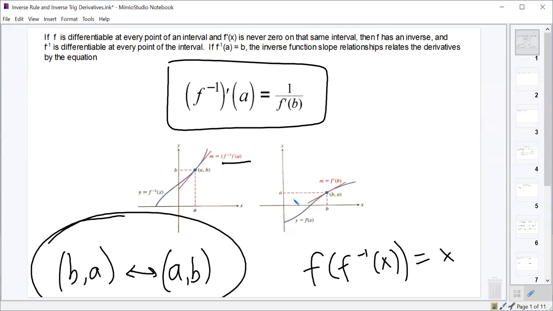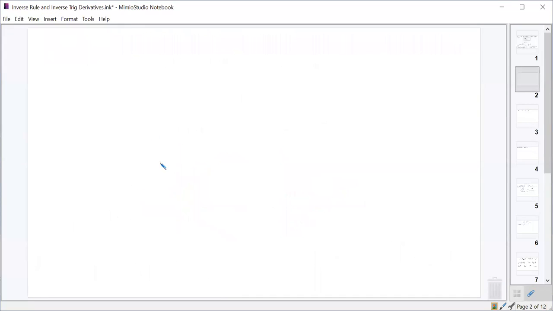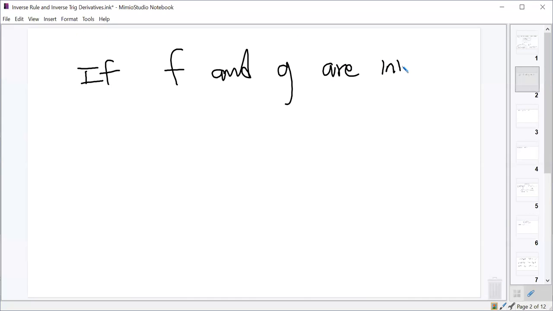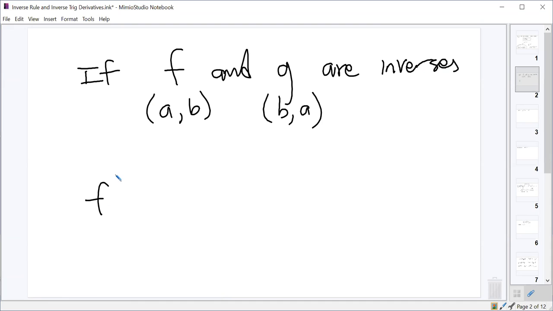Yeah. Okay. A lot of times all this notation kind of messes with people, so I'm going to write it out the way I normally write it out also. If f and g are inverses, and f contains the point (a, b), and that means g contains the point (b, a), then f prime of a is equal to 1 over g prime of b. That's the inverse rule. Everybody good with that?